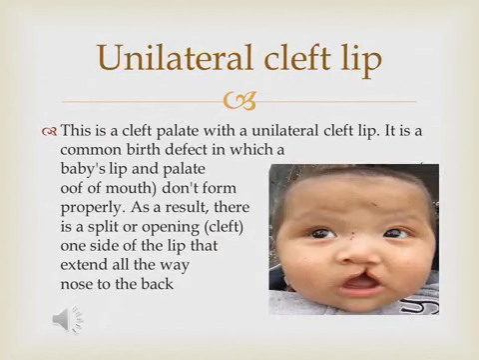Unilateral cleft lip. This is a cleft palate with a unilateral cleft lip. It is a common birth defect in which a baby's lip and palate, the roof of the mouth, don't form properly. As a result, there is a split or opening, a cleft, at one side of the lip that can extend all the way from the nose to the back of the palate. In the picture, the baby is clearly shown. There is an opening going back towards the roof of the mouth, towards the palate.